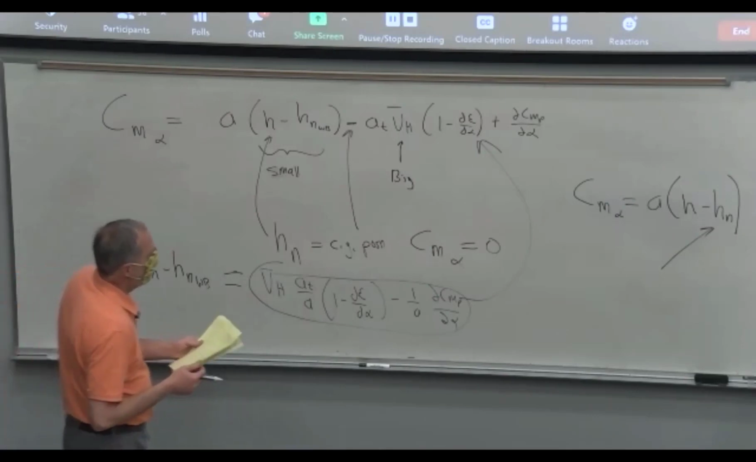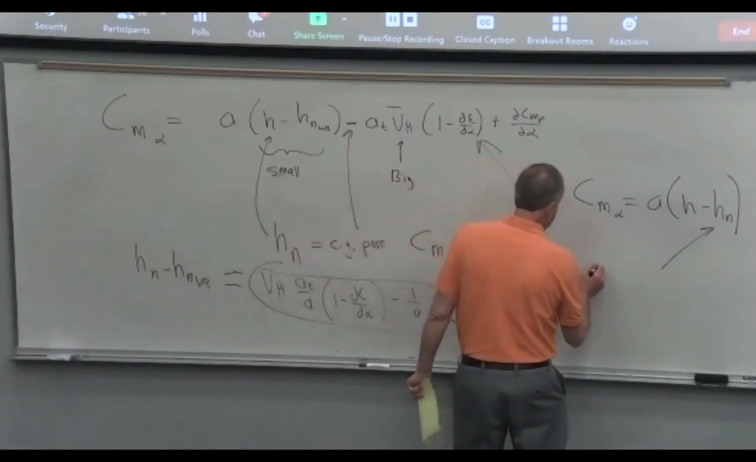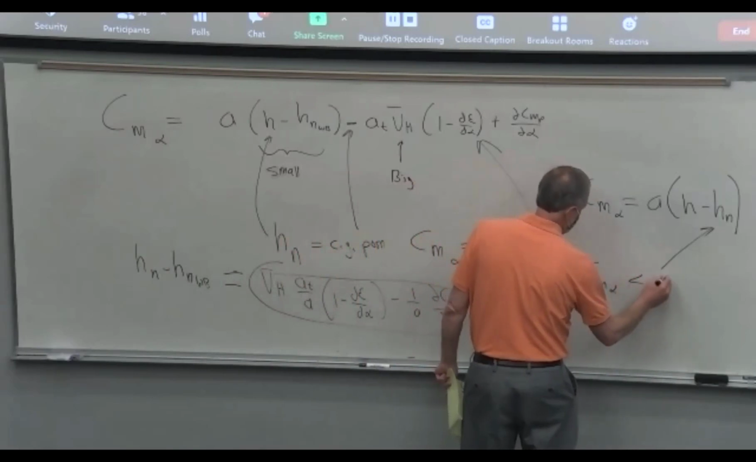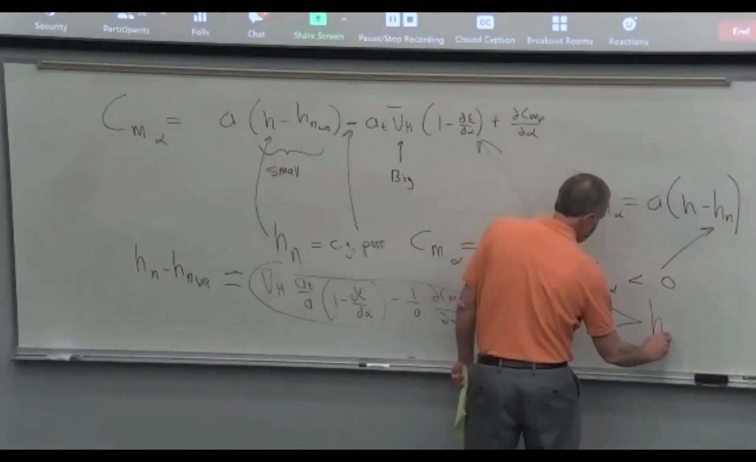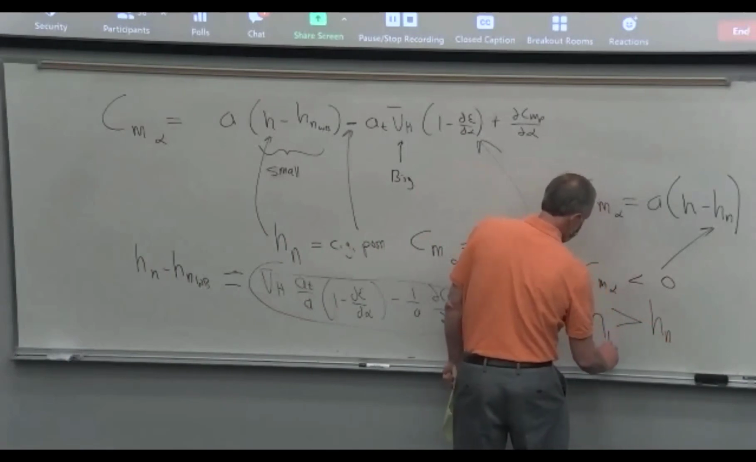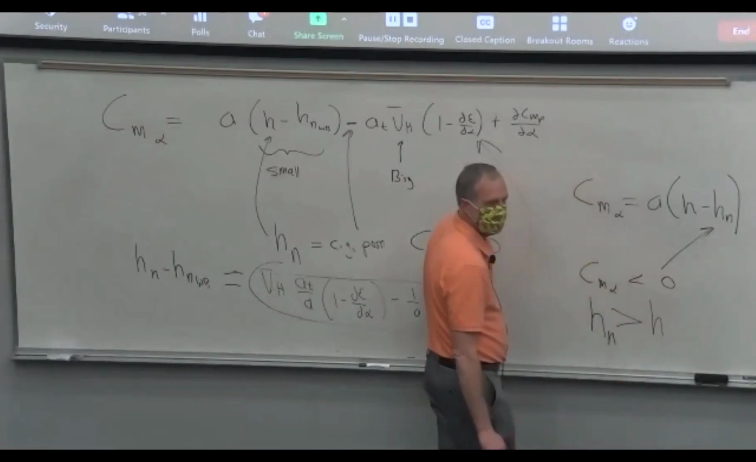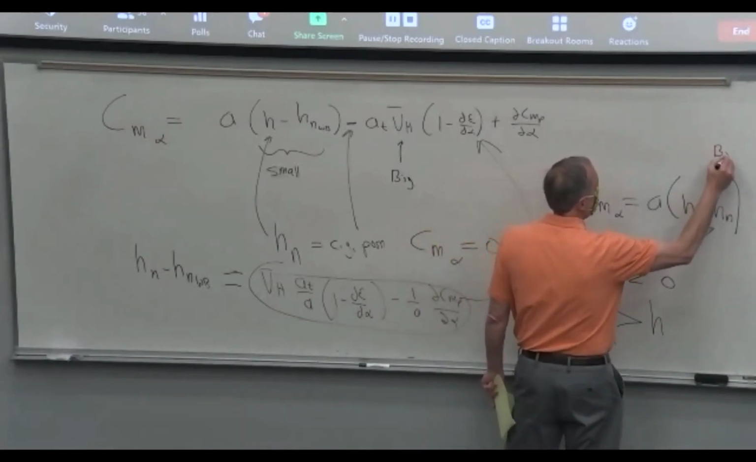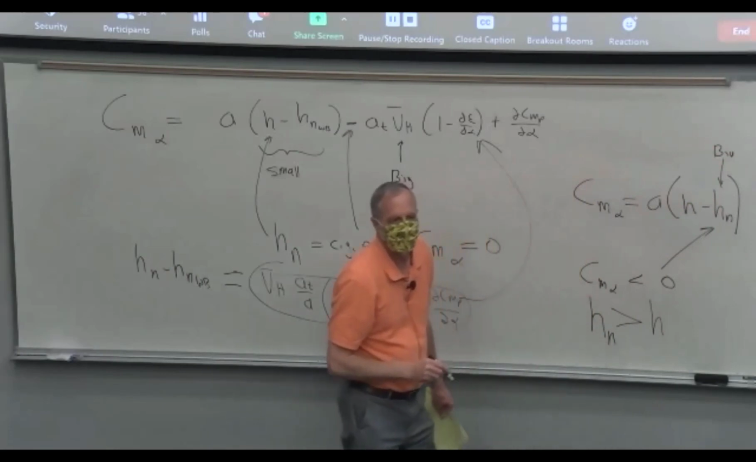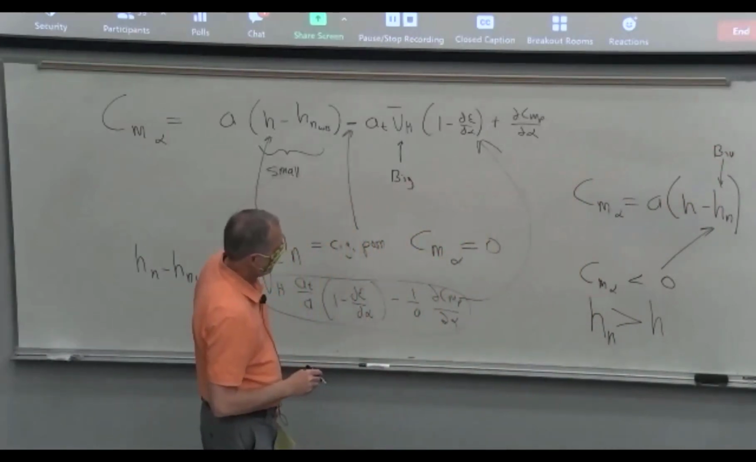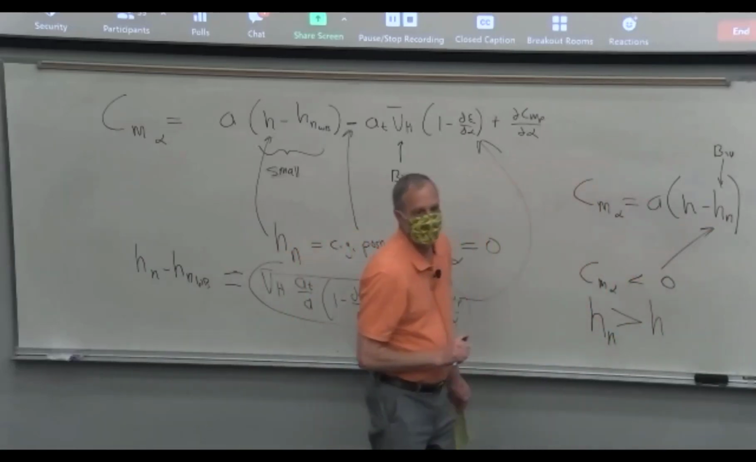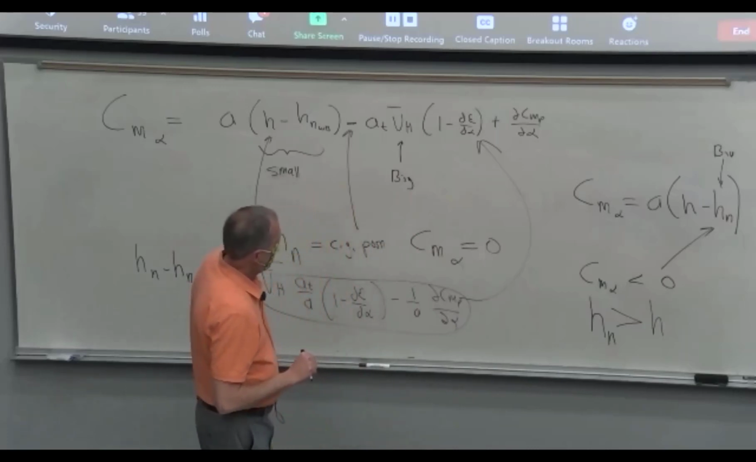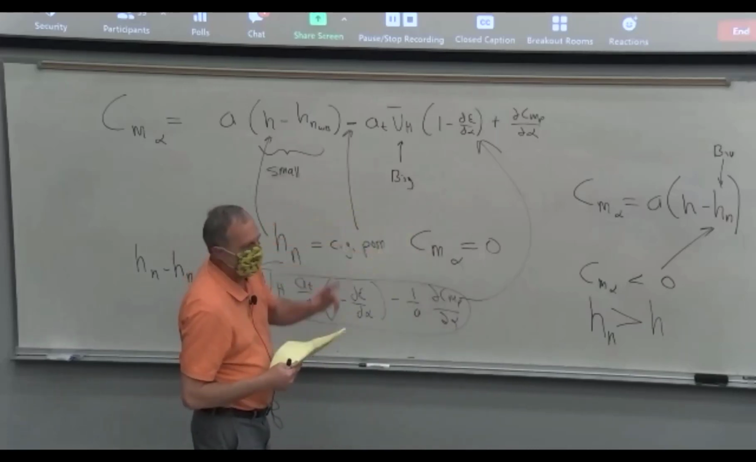But this does allow us to say, okay, for Cm alpha to be negative, that means H, the CG location, has to be bigger. Oh, sorry, the other way around. Hn has to be bigger than H, right? So if this one's big, the minus sign means we get a negative Cm alpha and it's stable. And so we call the distance between these two the static margin. So we're going to define that in a minute. So let me give you a minute to finish copying down on this, and then I'm going to switch over to the other board.